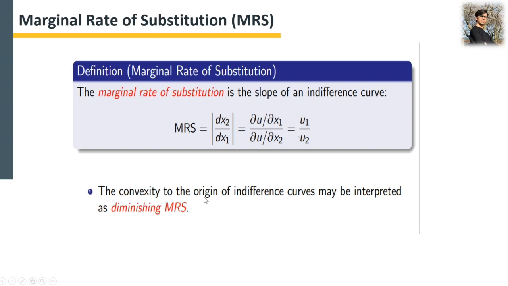And the convexity to the origin of the indifference curve may be interpreted as a diminishing marginal rate of substitution. When we go down along the indifference curve, the marginal rate of substitution will be diminishing. Why? Because when we use one good more and more, the value of this good will become less and less. That's why we are going to substitute the least amount of another good for having more of this good.